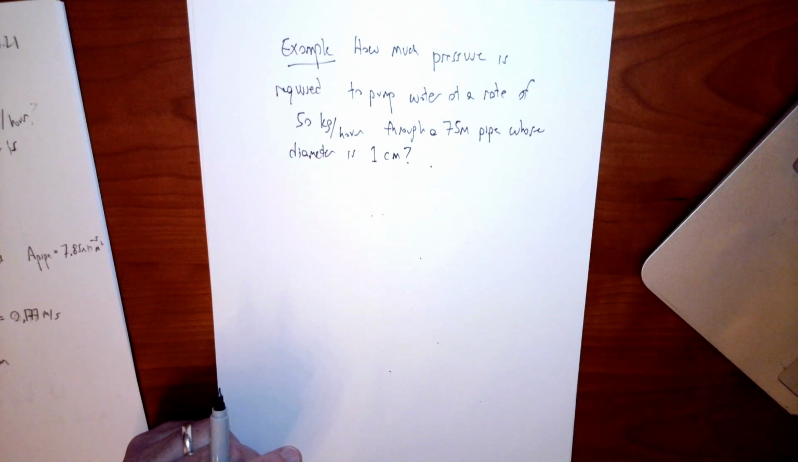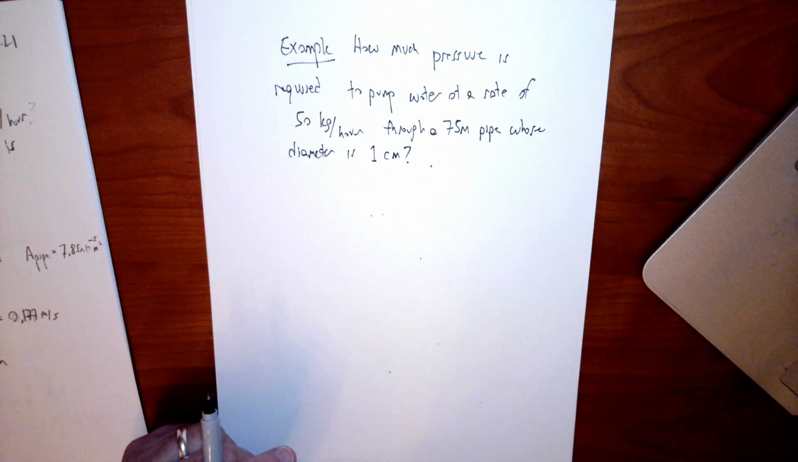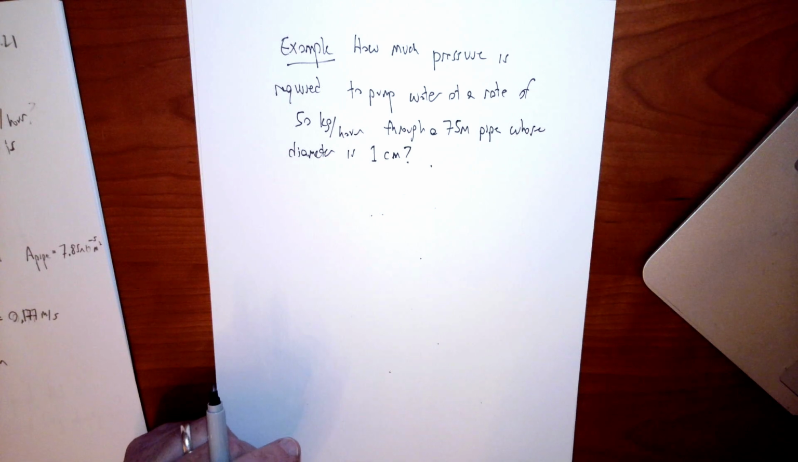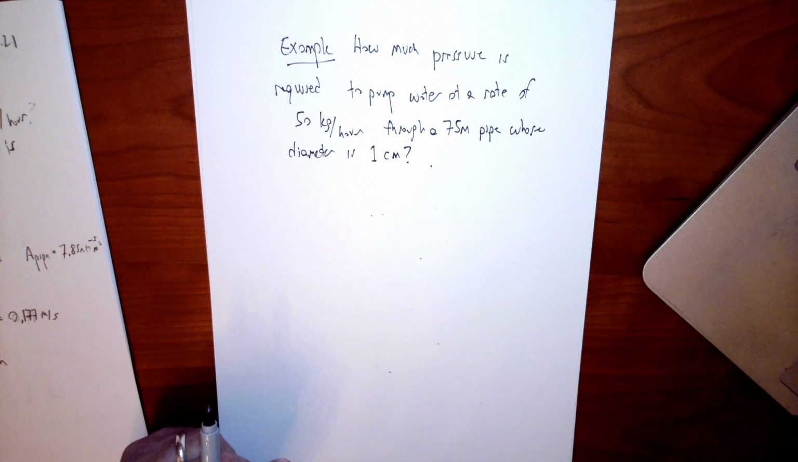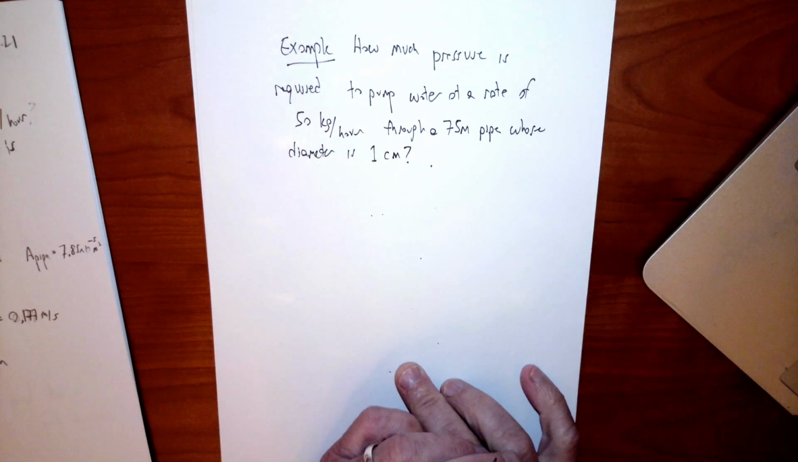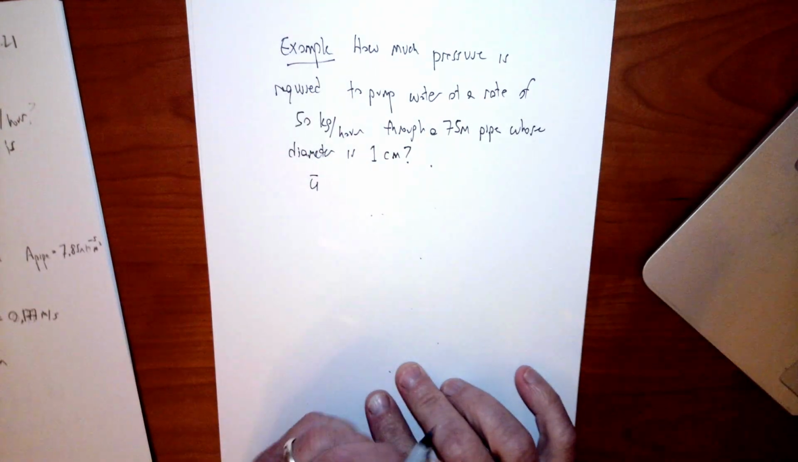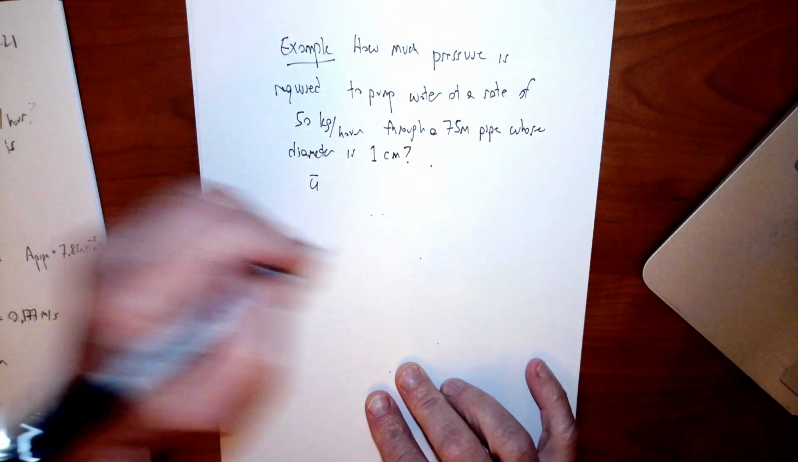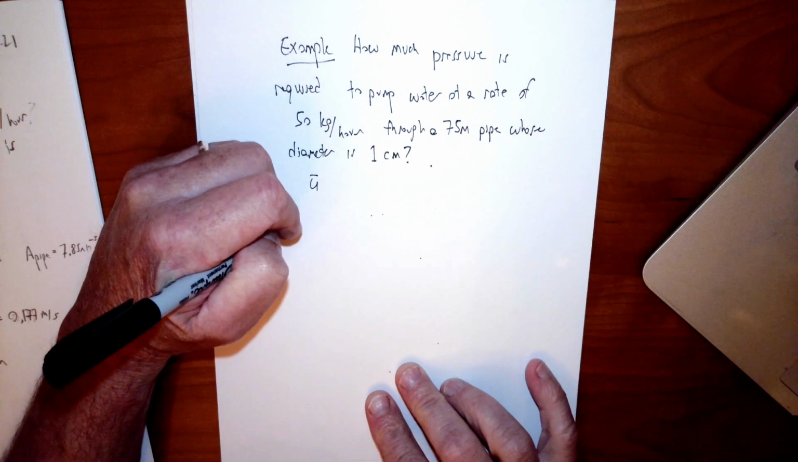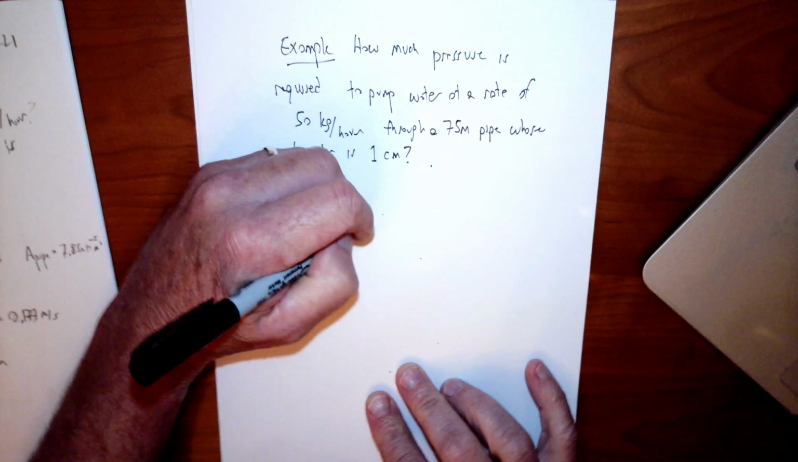All right, now we're going to just do a simple example. How much pressure is required to pump water at a rate of 50 kilograms per hour through a 75-meter long pipe whose diameter is 1 centimeter? In order to do that, we first need to figure out what U bar is, and we can do that because we know m dot. So m dot is equal to 50 kilograms per hour.